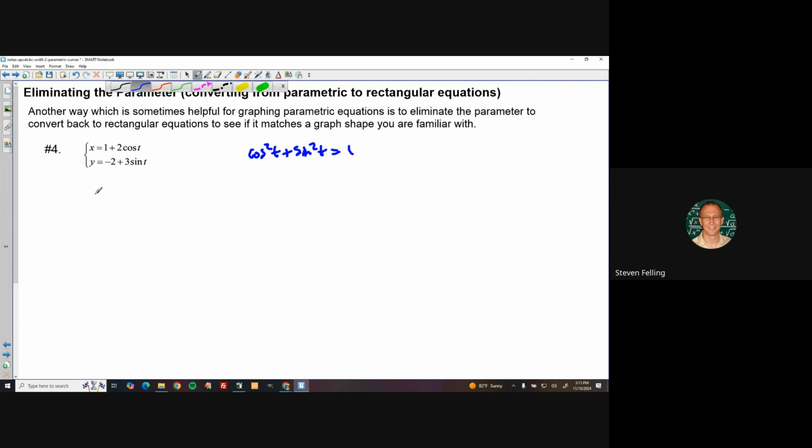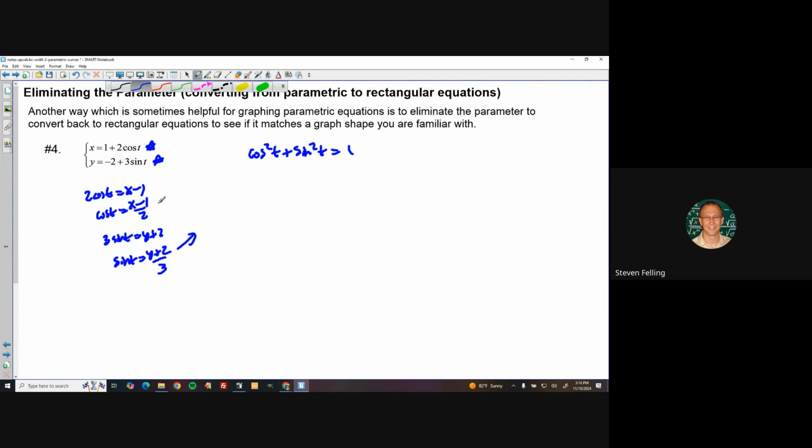So this first equation can be solved. This is 2 cosine t is x minus 1. So cosine t is x minus 1 over 2. That's this equation. And this equation can be solved also. 3 sine of t is equal to y plus 2. So sine of t is equal to y plus 2 over 3.